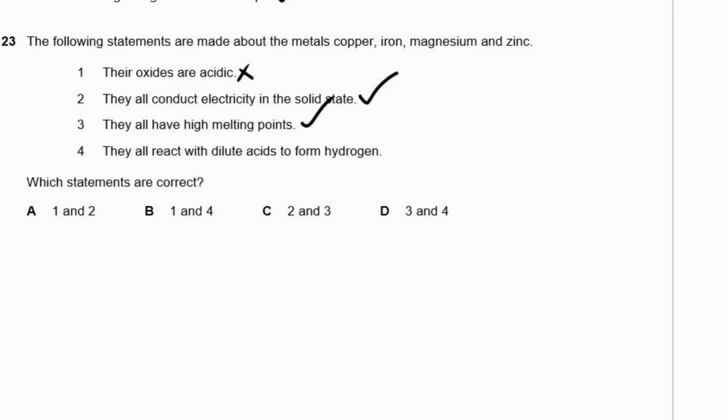They all react with dilute acids to form hydrogen. Yeah, not dilute acids. They will react with acids, maybe strong heated up acids. Copper is not very reactive at all and will not react with dilute acids to form hydrogen. So no, the answer is 2 and 3 only.